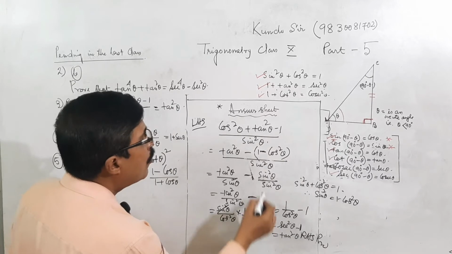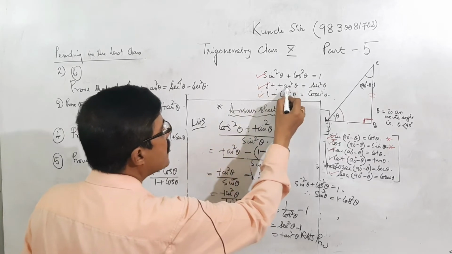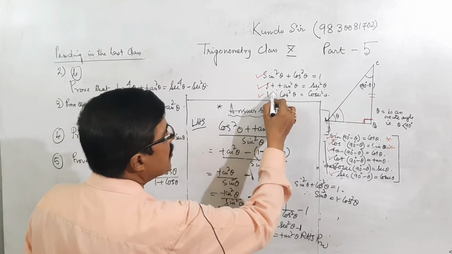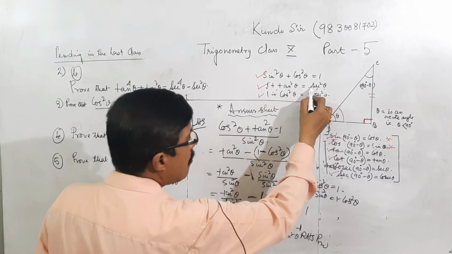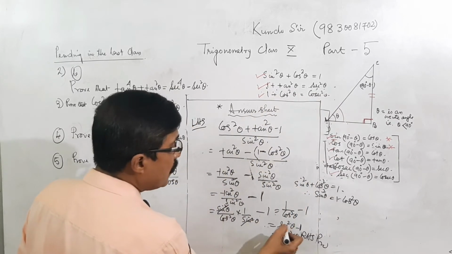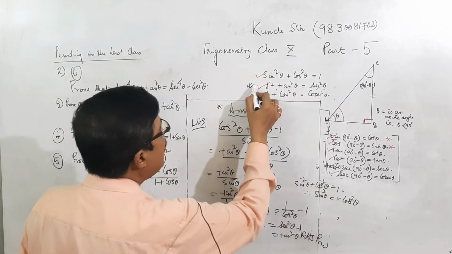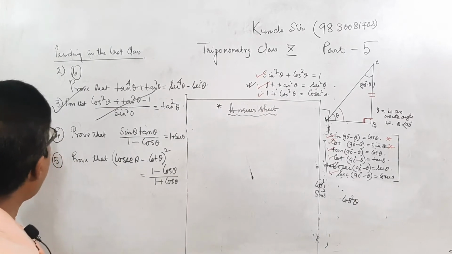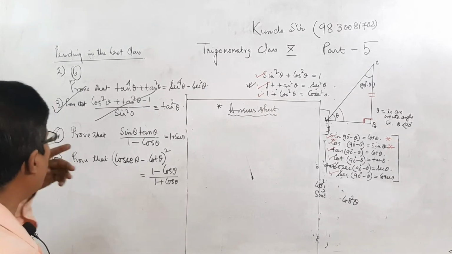How? We know that 1 plus tan square theta equal to sec square theta. Therefore, sec square theta minus 1 equal to tan square theta. We are taking the help of the identity. Problem 3 is over. Now we are doing problem number 4.